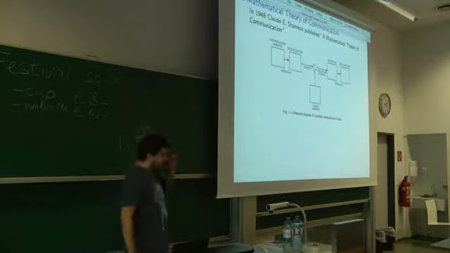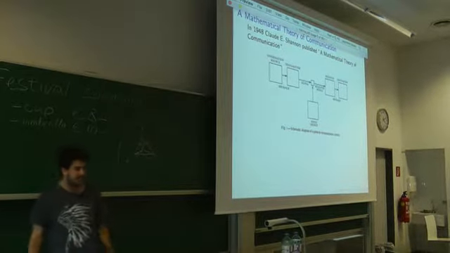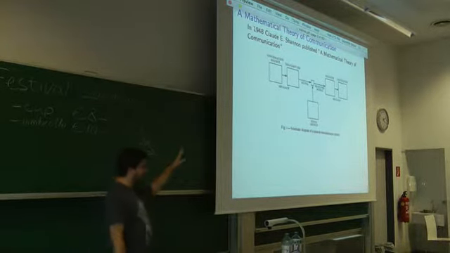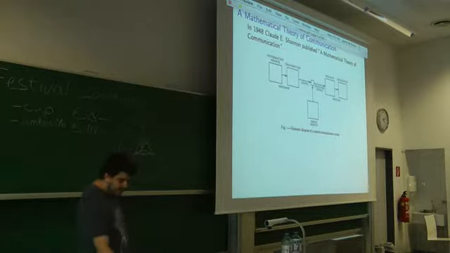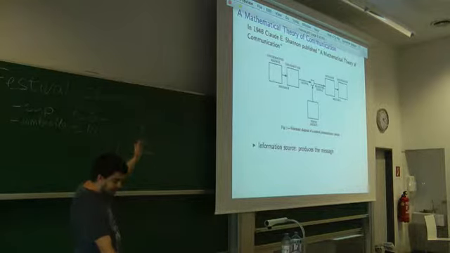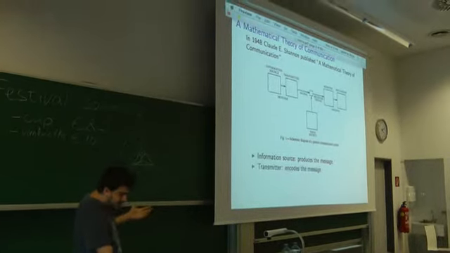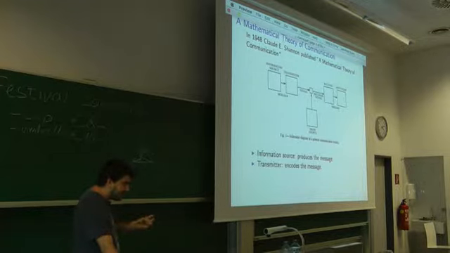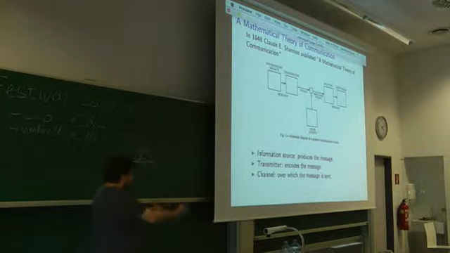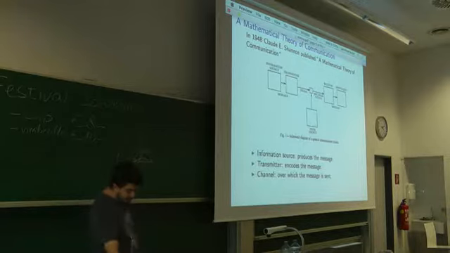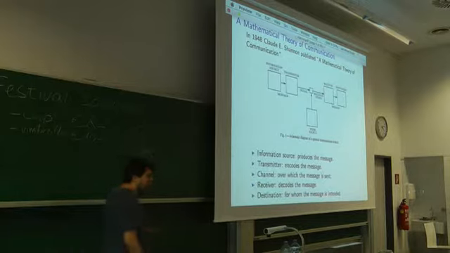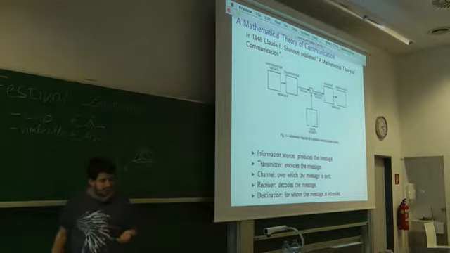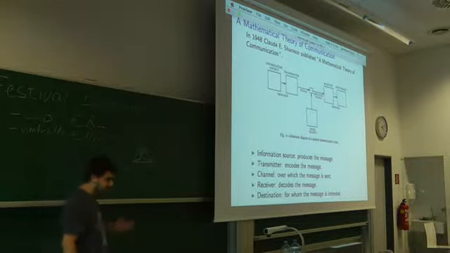In 1948, Claude Shannon published his paper, A Mathematical Theory of Communication, where he gives this basic model, which has been used for various applications in communications. You have an information source which produces some message. You have a transmitter which encodes the message. You have the channel over which the message is sent. A receiver decodes the message, and the message goes to the destination, and if everything went well from the beginning to the end, the destination should receive what was sent initially.